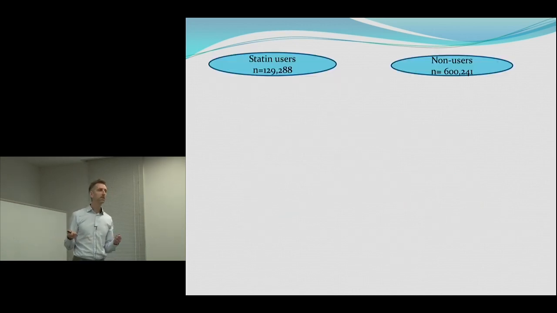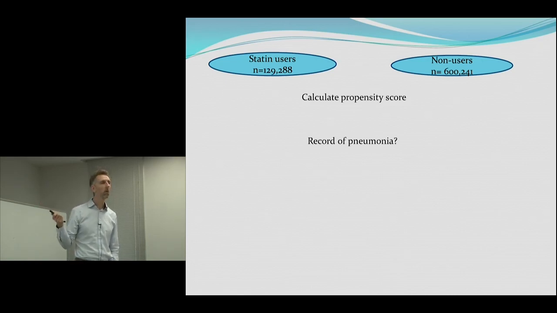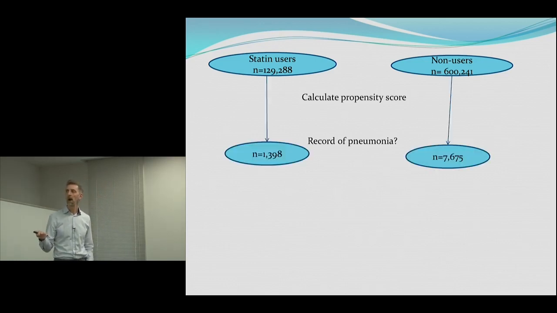Okay, so back to the research question that we were interested in, which was comparing statin users against non-users. So we started off with 130,000 users and 600,000 non-users. We calculated a propensity score amongst that patient population using logistic regression and this list of 30 variables. We then looked forward to see who got a record of pneumonia. And it turned out 1,400 of the statin users and about 7,500 of the non-users did.